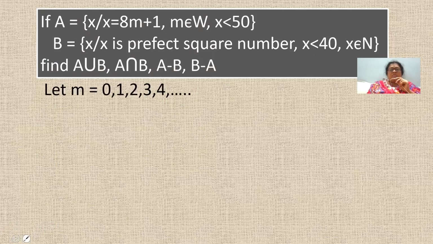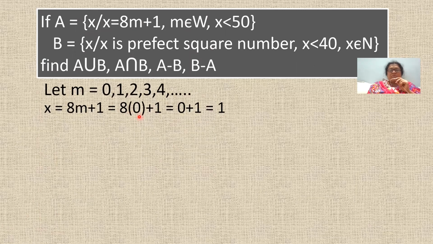Now we'll solve. Here m belongs to W, that is, whole numbers, which start from 0, and this is an infinite set. It is given that x is equal to 8m plus 1. In place of m, we have to substitute each and every number. In this step, we'll substitute 0. We get 8 times 0, which is 0, plus 1, that is equal to 1.